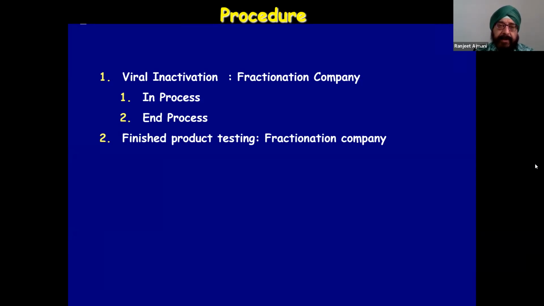And end process means when the product is already in the vial and you are heating it, or doing something with that. So that is called end process, and it can be dry heat terminal. And eventually you test the final product when it is ready. But again, this is very generic, what I'm using. This may not necessarily be true. It would vary from company to company.